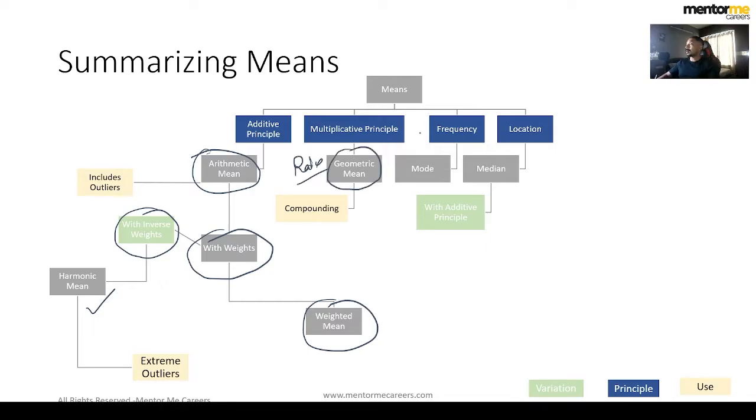Okay, frequency we discussed, I think, many times. In case of continuous data, the histogram itself will tell you the mode. If you look at the location, till now we know that the median is used. But if you have an even number of data points, then you need to again use the additive principle to find out the central location of the data. All right. So the green signifies the variation, the blue signifies the principle, and the brown shows the use.